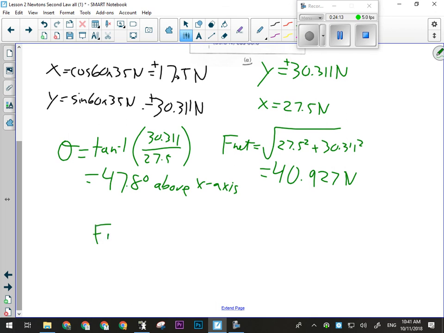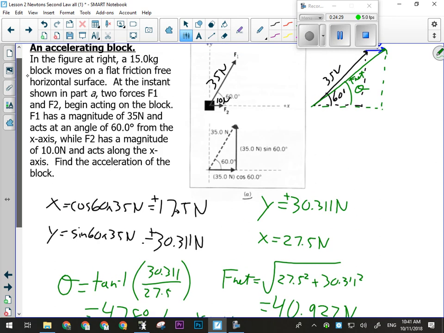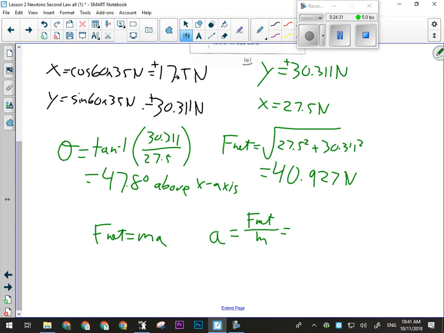Okay, so I found F net that way, but I have to remember I can also calculate it this way. And now that I have F net, I can calculate acceleration. So acceleration will be the net force, my 40.927, divided by the mass, which they told us was, what, 10 kilograms? 15 kilograms. All right, so we'll take our 40.927 and divide it by 15 kilograms, and we'll get our acceleration in meters per second squared.